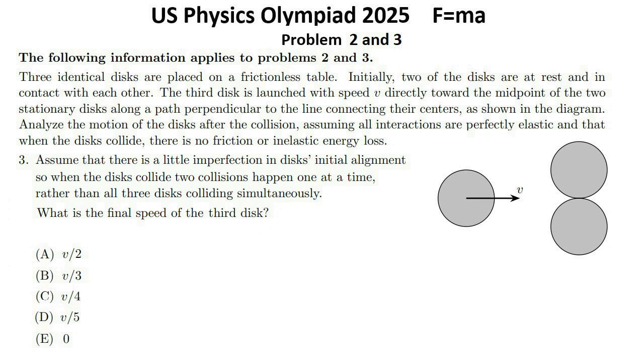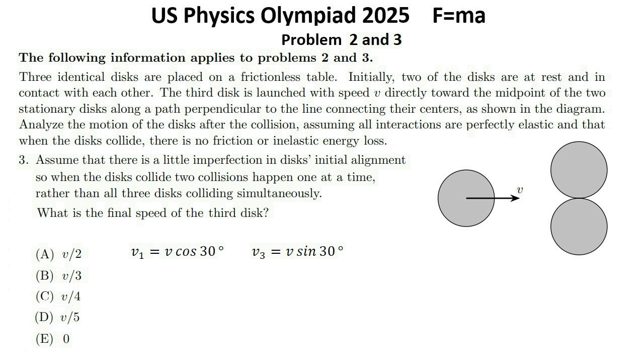Solution for problem number 3. After the first collision, the disk that was at rest gains speed v1 equals v cosine 30 degrees and the third disk has speed v3 equals v sine 30 degrees, in the direction that's perpendicular to the line between the disk centers. The component of the first disk's velocity along the line connecting their centers is transferred to the second disk. The perpendicular component is unaffected.